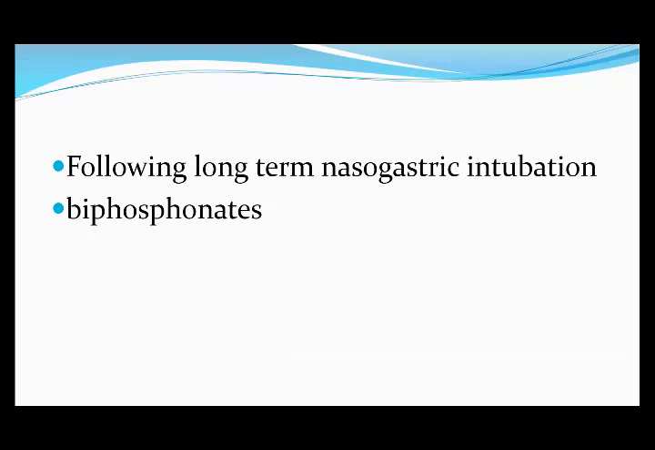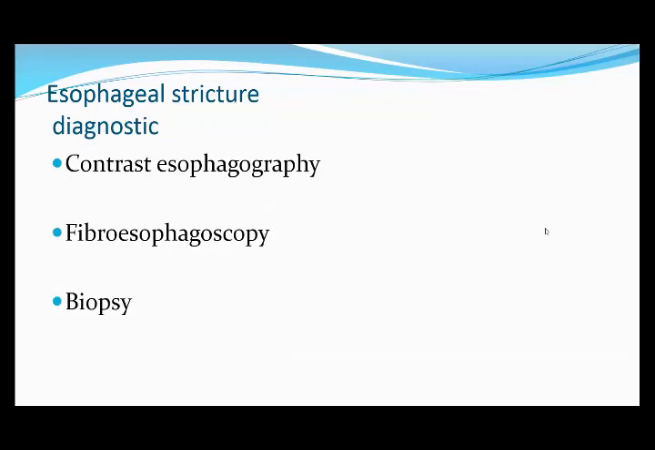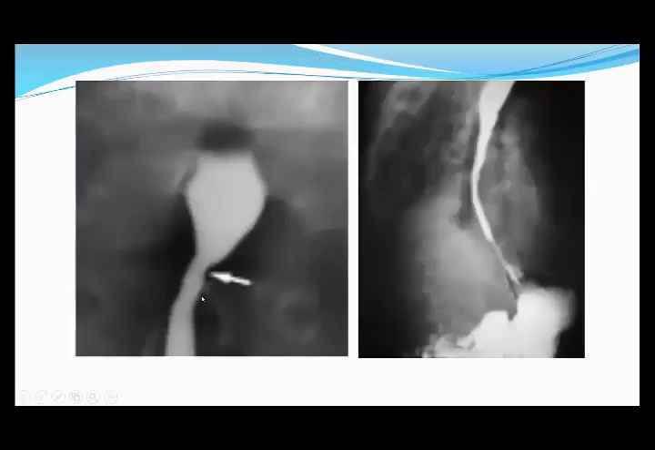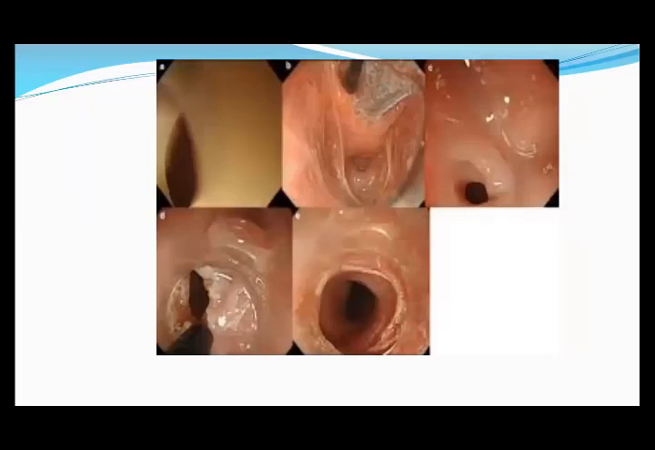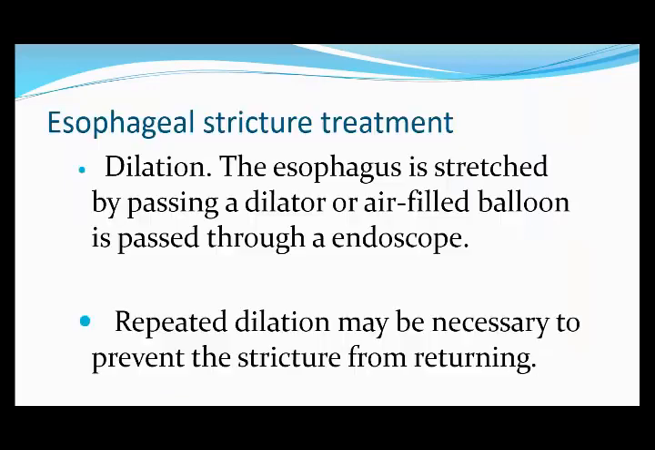You can see the stricture at this point. A long stricture. This is again showing a stricture. This is a long, narrow stricture. This is the endoscopic appearance of the strictures. Different views. What's the treatment of the esophageal stricture?